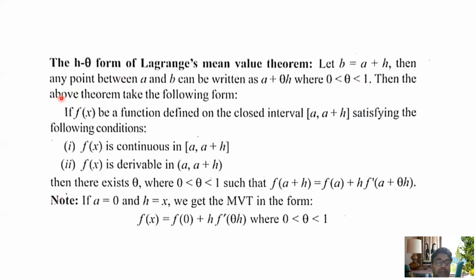Then the above theorem, that is Lagrange mean value theorem, takes the following form. If f(x) is a function defined on the closed interval a comma a plus h, that is I replace b by a plus h, satisfying the following conditions. Number 1, f(x) is continuous in [a, a+h]. Number 2, f(x) is derivable in the open interval (a, a+h). Then there exists a theta where 0 less than theta less than 1, such that f(a+h) equals f(a) plus h f dash (a plus theta h).